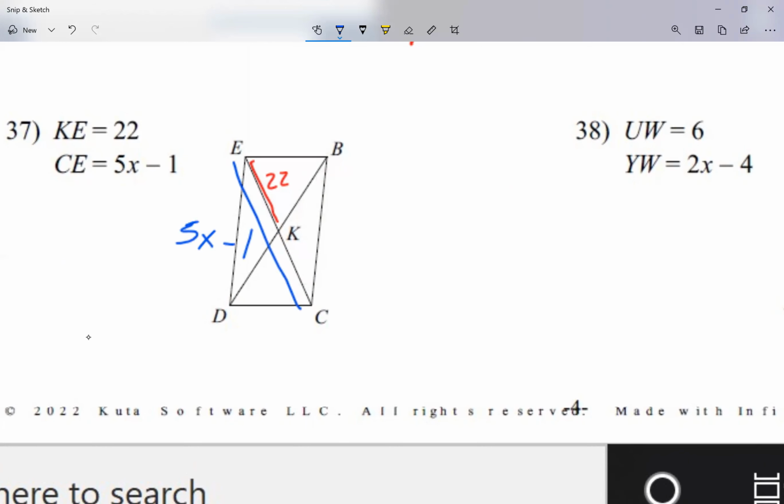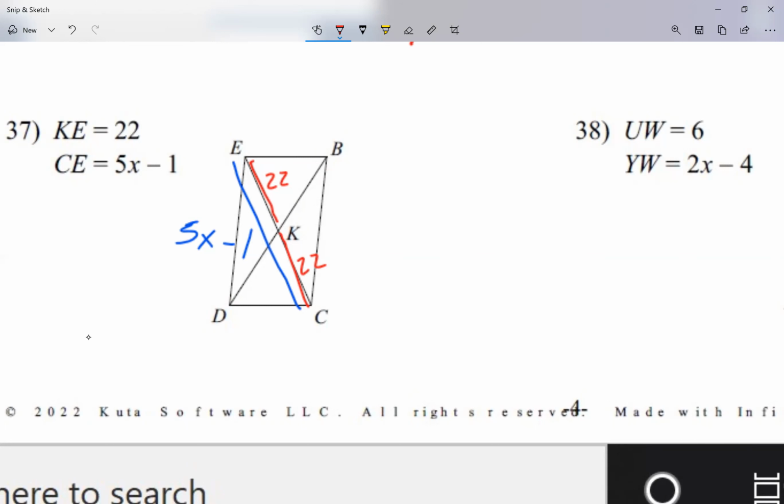Now, I'm not going to say 5x minus 1 equals 22, right? Because look, the red is way smaller than the blue. As a matter of fact, the red is half of the blue. So I know because EK is 22, KC is also 22. Because remember I said the segment gets cut in half. So one half is equal to the other half.